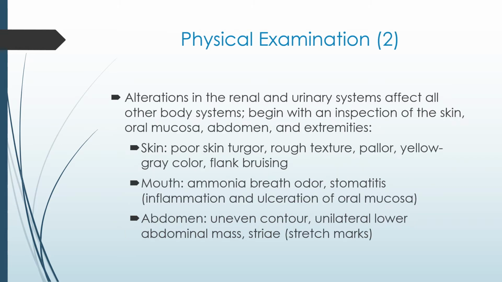So, alterations in the renal and urinary systems will affect all other body systems. We will begin with an inspection of the skin, the oral mucosa, the abdomen, and then the extremities. When we're looking at the skin, we are looking at their skin turgor. What is the texture? Does it appear dry? What color is it? And do they have any bruising on their flank?